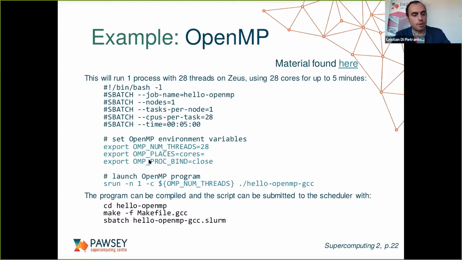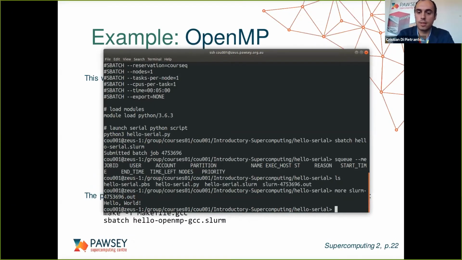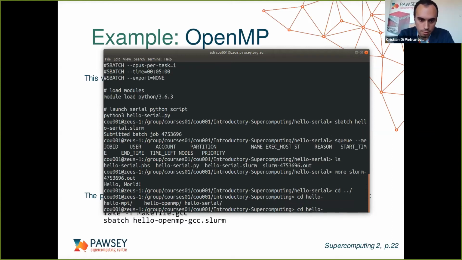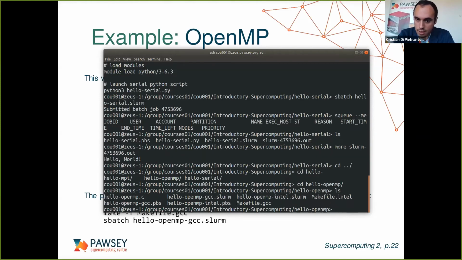This is a C program. So let me go back to my terminal. This C program is not interpreted, it must be compiled. So cd hello OpenMP, and we see that there is no executable. We need to compile.